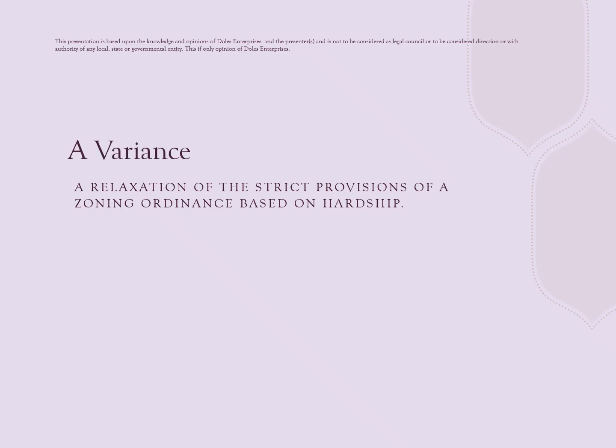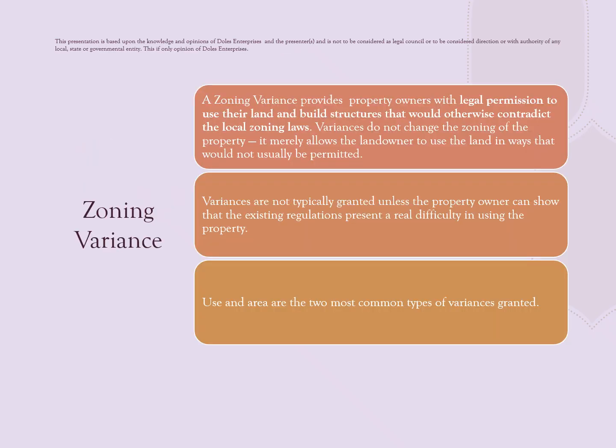Within the text of the International Zoning Code are provisions that allow for inequities. These include a variance. A variance is an easing of the terms of the zoning ordinance. A zoning variance provides property owners with legal permission to use their land and build structures that would otherwise contradict the local zoning laws. Variances do not change the zoning of the property. It merely allows the landowner to use the land in ways that would not usually be permitted.